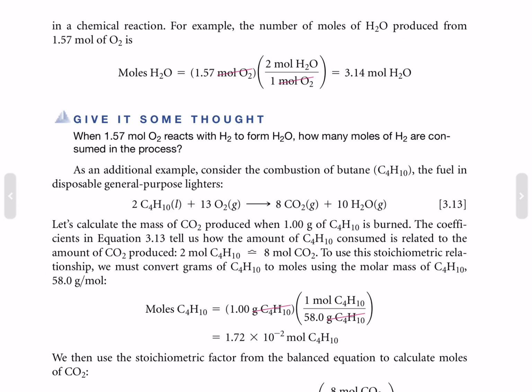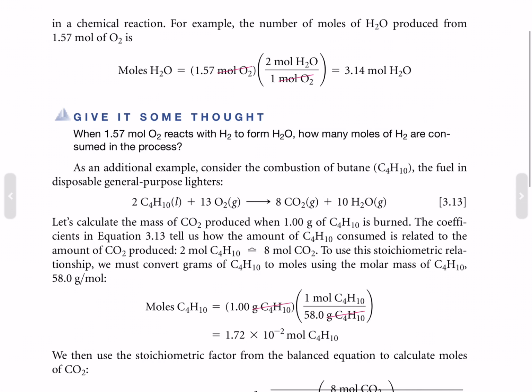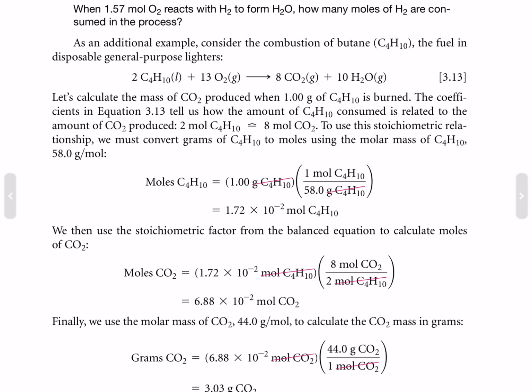For example, the number of moles of water produced from 1.57 moles of O2 is: moles of water equals 1.57 moles of O2, there's 2 moles of water for 1 mole of oxygen, yields 3.14 moles of water. As an additional example, consider the combustion of butane in the fuel of disposable general purpose lighters. 2 moles of butane plus 13 moles of oxygen yields 8 moles of carbon dioxide gas and 10 moles of water.